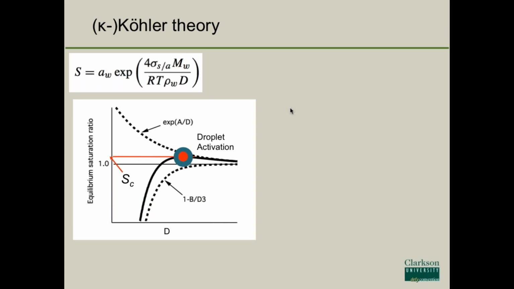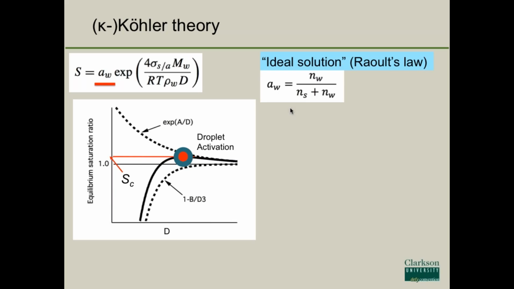So if a droplet goes beyond this point, the droplet can spontaneously grow, and they can activate until the surrounding runs out of water vapor. So in the simplest case, let's interpret this water activity. In the simplest case, the ideal solution. In the ideal solution, water activity is nothing but the mole fraction of water.